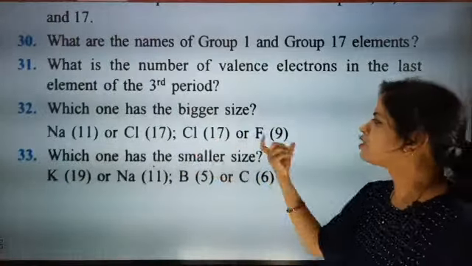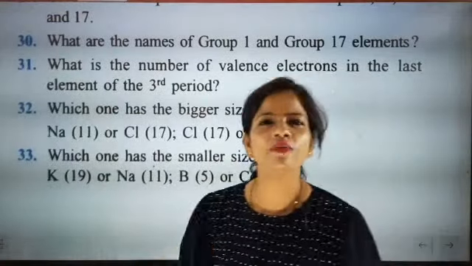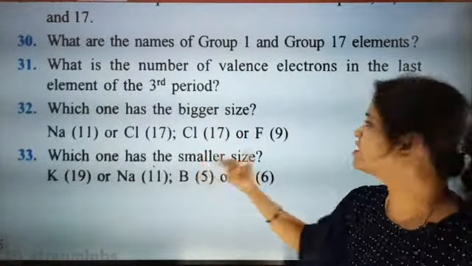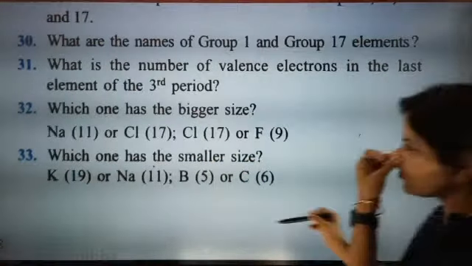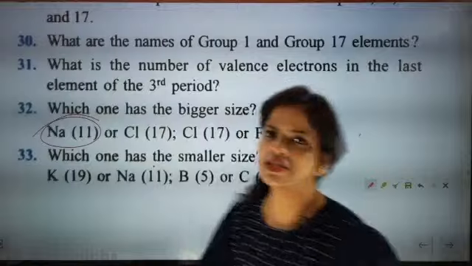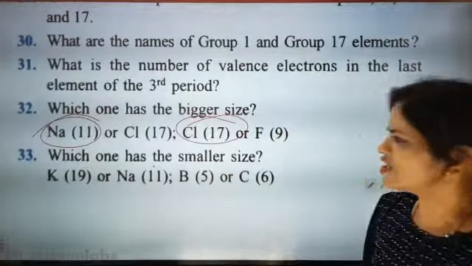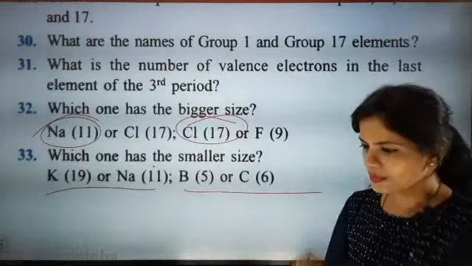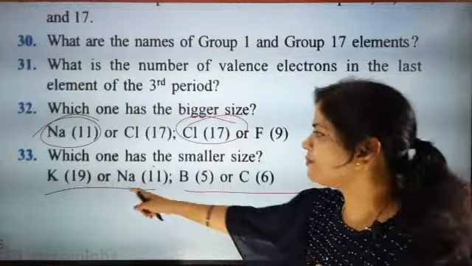Now here, among chlorine and fluorine, chlorine belongs to period 3, fluorine belongs to period 2. So definitely period 3 means 3 orbits, here 2 orbits. So this size is bigger. So among them, in the first one this has a bigger size, and in the second one this has a bigger size. Which one has the smaller size? Come on, tell me fast. Come on. Now look here, this one I am telling you.